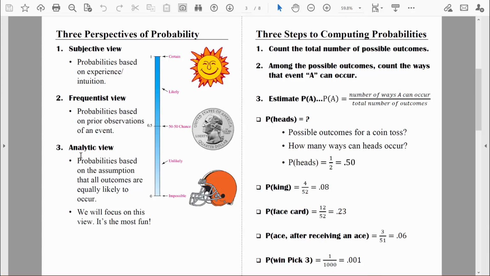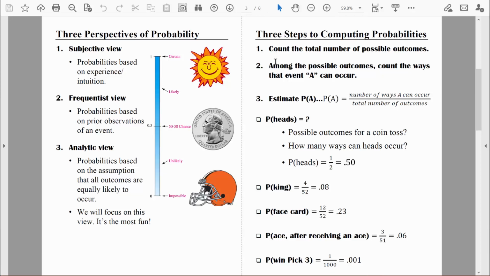For example, when we're talking about flipping a coin, we can make the assumption that both heads and tails are equally likely to occur. Based on that view of probability, let's learn a 3-step procedure to compute some simple probabilities. Let's keep talking about that example of a coin toss, and then we'll go through some other examples. The first step of the 3 is to count the total number of all possible outcomes. Now think about this. When you flip a coin, there are really only 2 possible outcomes. It can turn out heads and it can turn out tails.